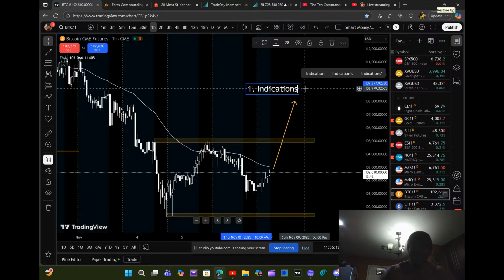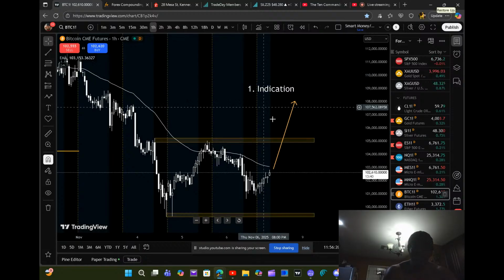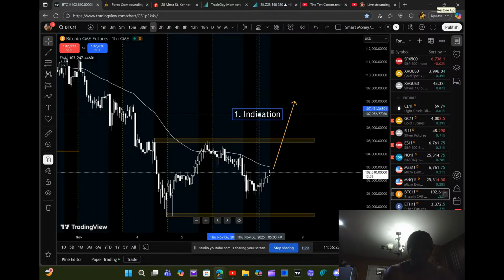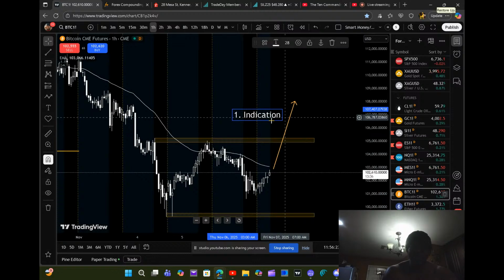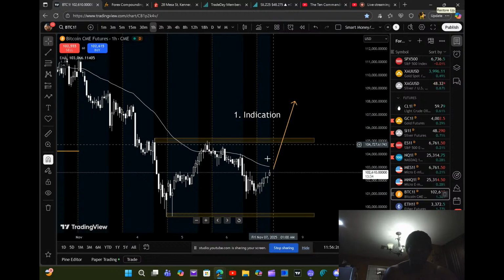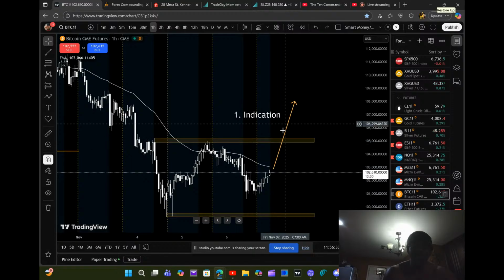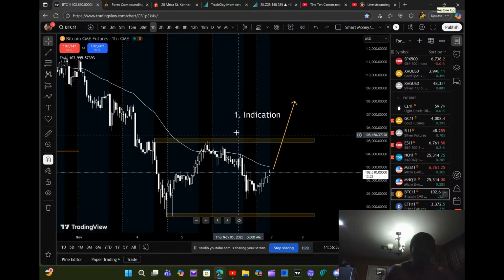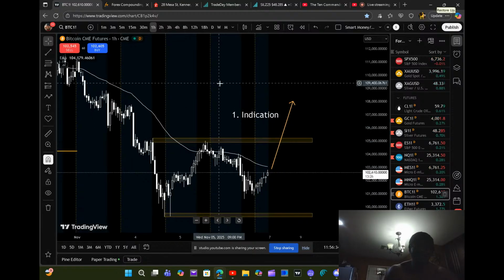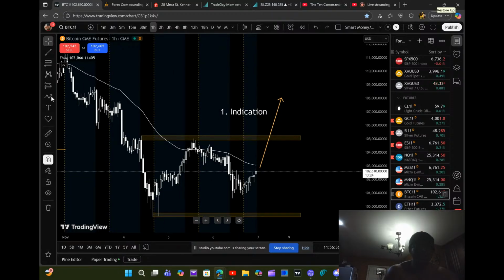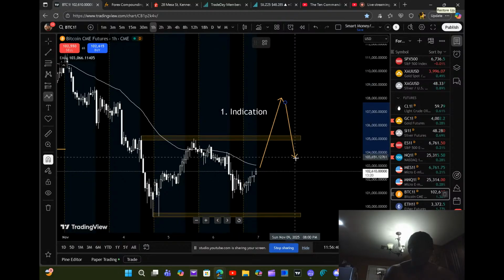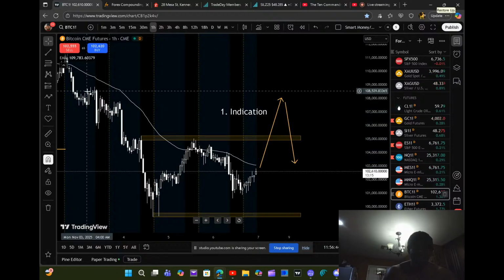That's our indication. Your indication gives you an indication of what direction price is going in, not really where it's going, but what direction. All right, that's your indication. Then as price starts to come down, that's your correction.